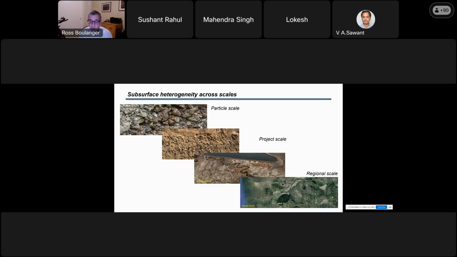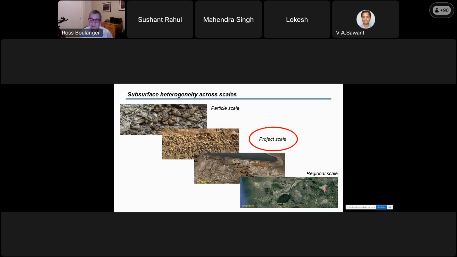Then you move up to a project scale, where you've got the size of a dam, a bridge, some infrastructure project. And then you move up to regional scale, where we're doing emergency planning, regional loss planning. When we look at heterogeneity at these different scales, we have different issues and concerns and details to address. For this lecture, what we're focusing on is those middle two.